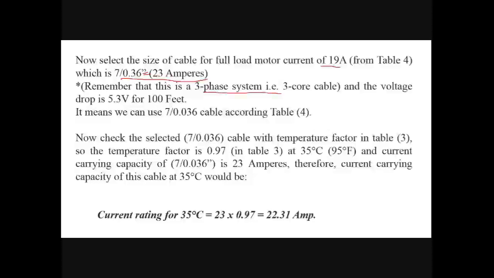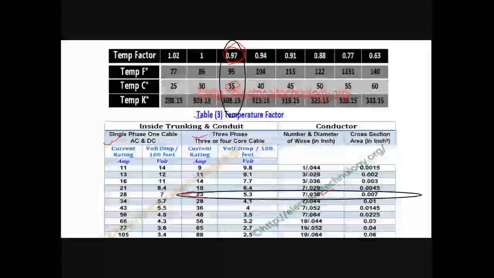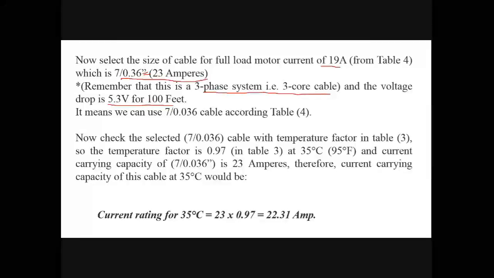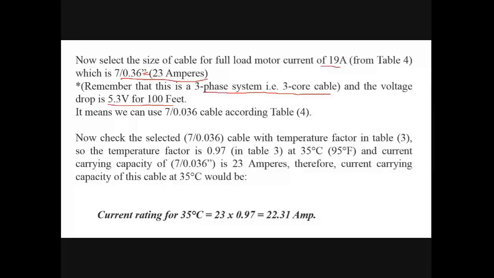But we have to remember that this is a 3-phase system, that is a 3-core cable, and the voltage drop is 5.3 for 100 feet. That is the corresponding voltage drop. It means we can use the 7 divided by 0.036 cable according to the table. That can be our rough conclusion, but we have to check the selected cable for the temperature factor, because the temperature factor is 0.97.